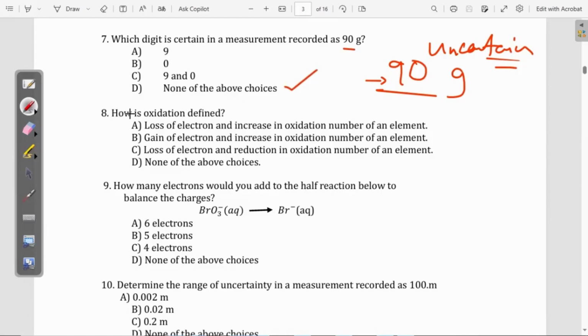Okay, question 8, how is oxidation defined? Okay, so oxidation is simply what you can see on A there. It's the loss of electrons and increase in oxidation number. So we choose A.